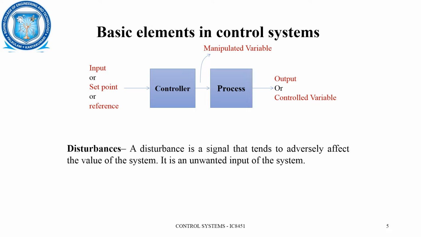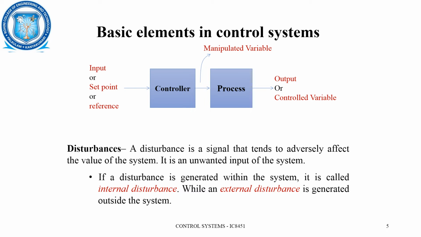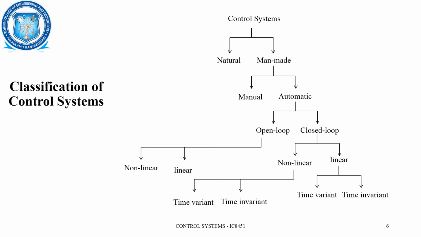Generally, the feedback element is taken from the controlled variable or the output. In addition to this pattern, there are disturbances, external or internal, which may be generated within the system, that is internal disturbances, or may come from outside the system, like external disturbances. A disturbance is an unwanted input of the system, a signal which tends to adversely affect the value of the system, and because we are unaware of what type of disturbance will occur at that point, immediate action has to be taken in order to suppress that disturbance. That's the criteria mainly.